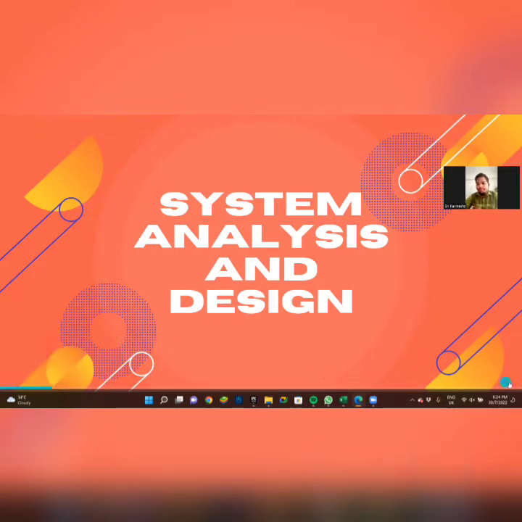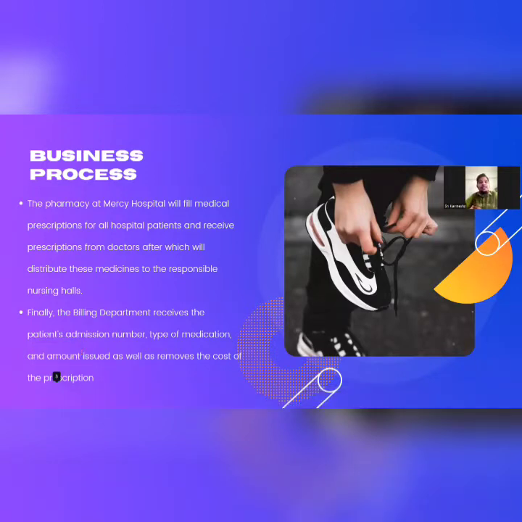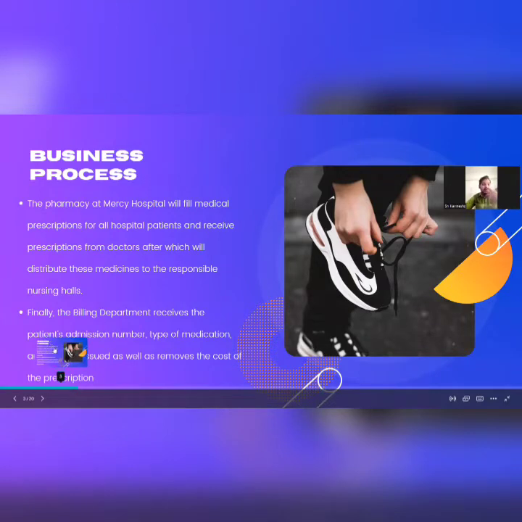So let's begin with the business process. The pharmacy at Mercy Hospital will fill medical prescriptions for all hospitals. Patient and disease prescriptions come from the doctor, after which the medicine will be delivered to the responsible nursing halls. That is the process that we are trying to simplify.